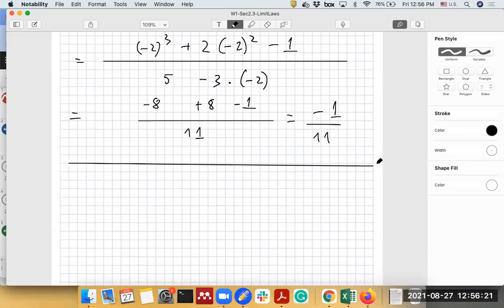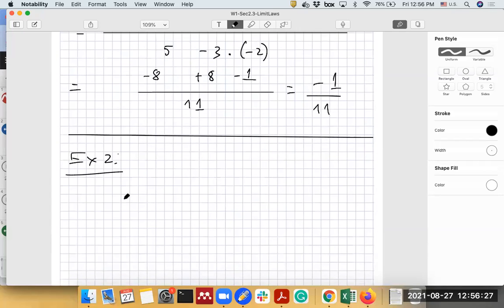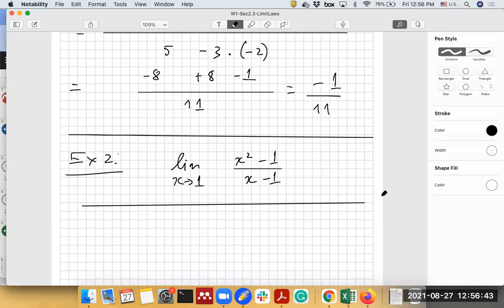Let us consider another example. Example 2. Okay, compute the limit of x² - 1 divided by x - 1 when x approaches 1. Great observation. Thank you. Your name is Connor. Thank you, Connor. Great.